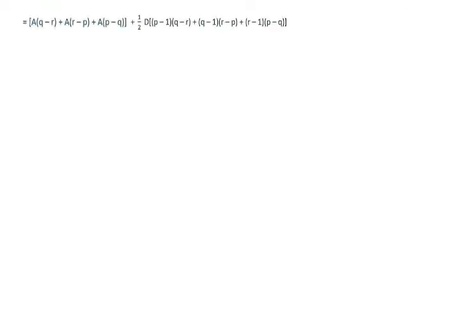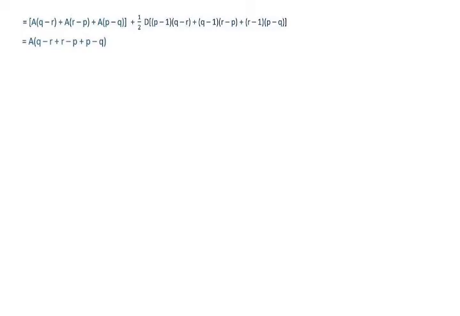So in the last slide we stopped here, that is a into (q minus r) plus a into (r minus p) plus a into (p minus q) plus 1 by 2 d, where we have taken one common: (p minus 1) into (q minus r) plus (q minus 1) into (r minus p) plus (r minus 1) into (p minus q). Quite simple question. While reading you may have some confusion with p, q, r and all, but when you do it peacefully we can solve this question smoothly.